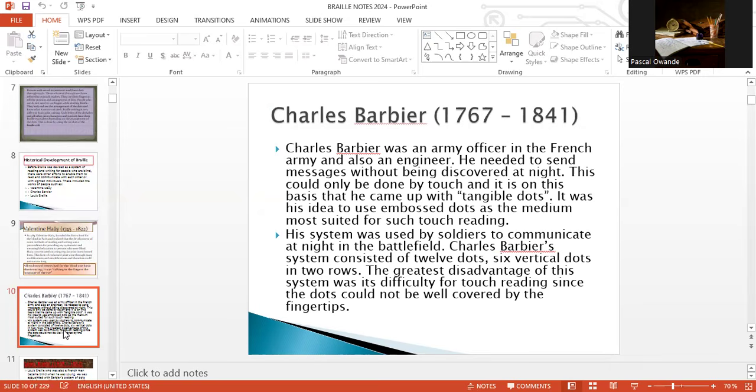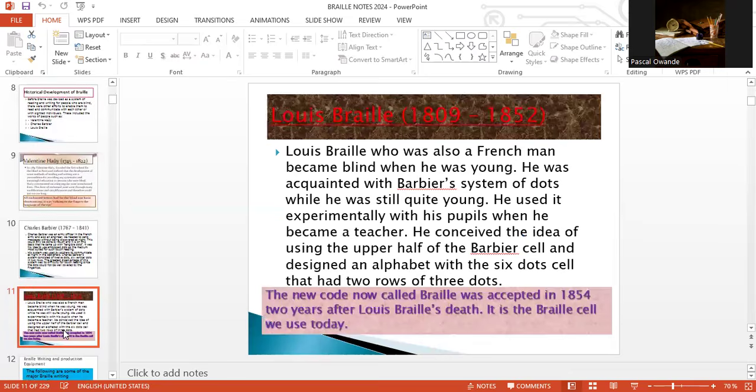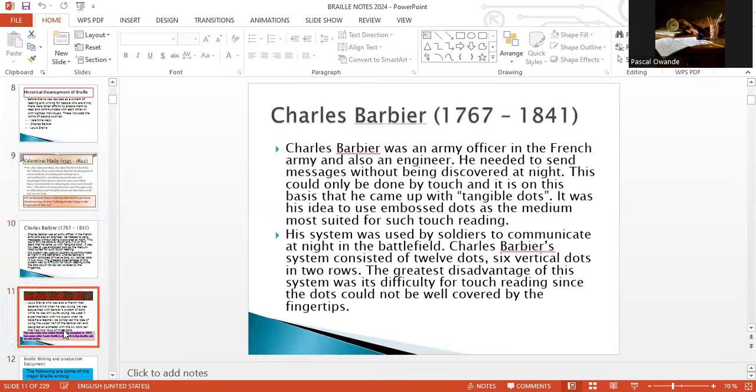Charles Babbage's system consisted of 12 dots, 6 vertical dots in 2 rows. The greatest disadvantage of this system was its difficulty for touch reading, since the dots could not be well covered by the fingertips.